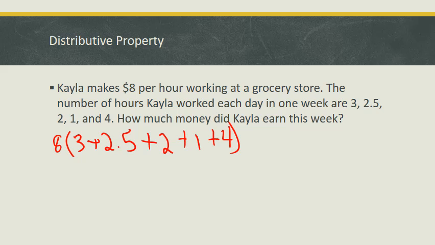And so then we've got 8 times, let's see, 3. I'm going to add 3, 2, 1. So that's 3 and 3 is 6, plus 4 is 10, plus the 2.5 is 12. I got 12.5 hours total for the week. And 8 times 12.5 is going to give me $100 that Kayla earned this week. That's taking a real world application and applying the distributive property.